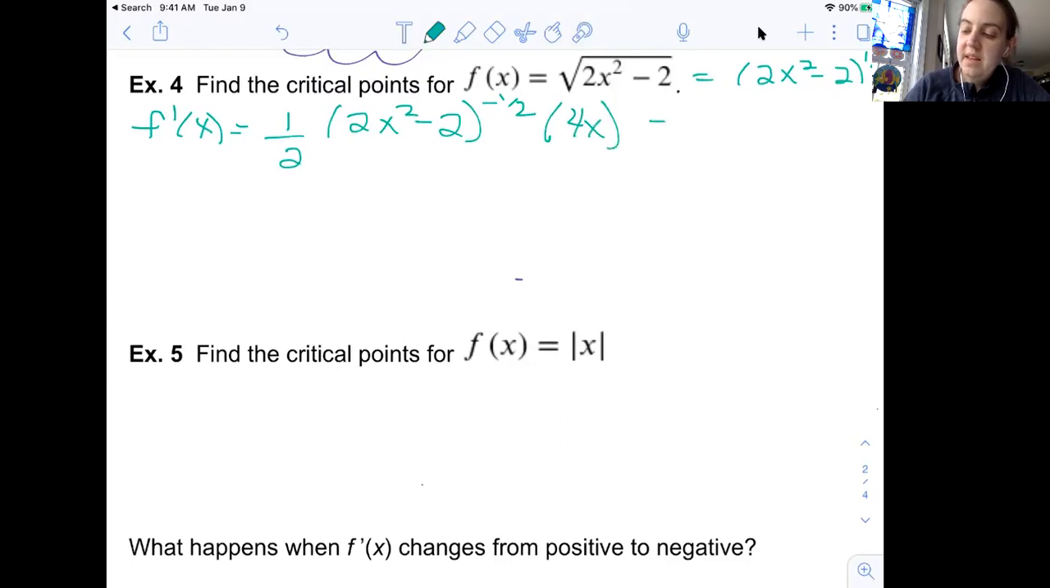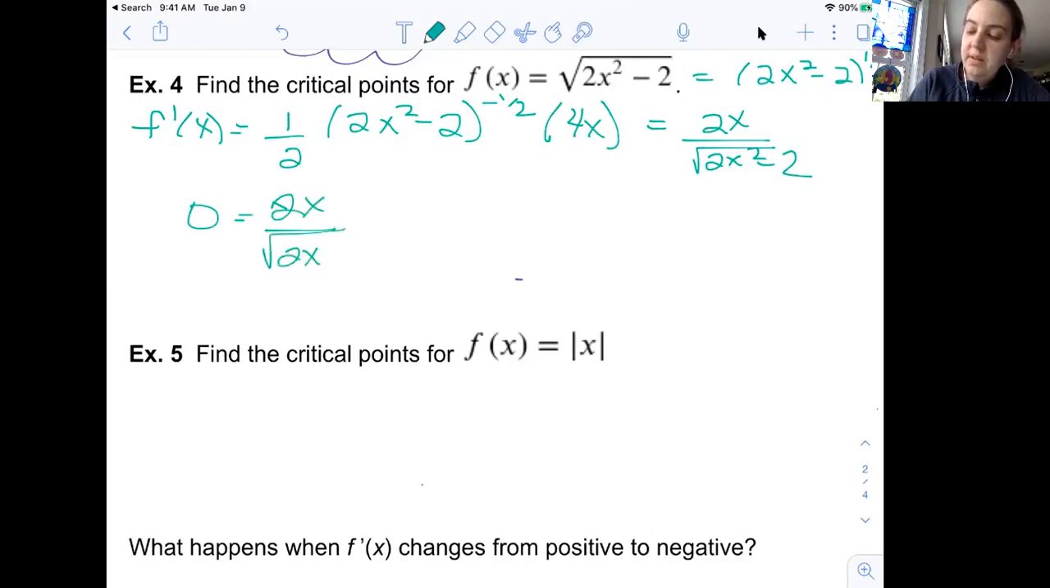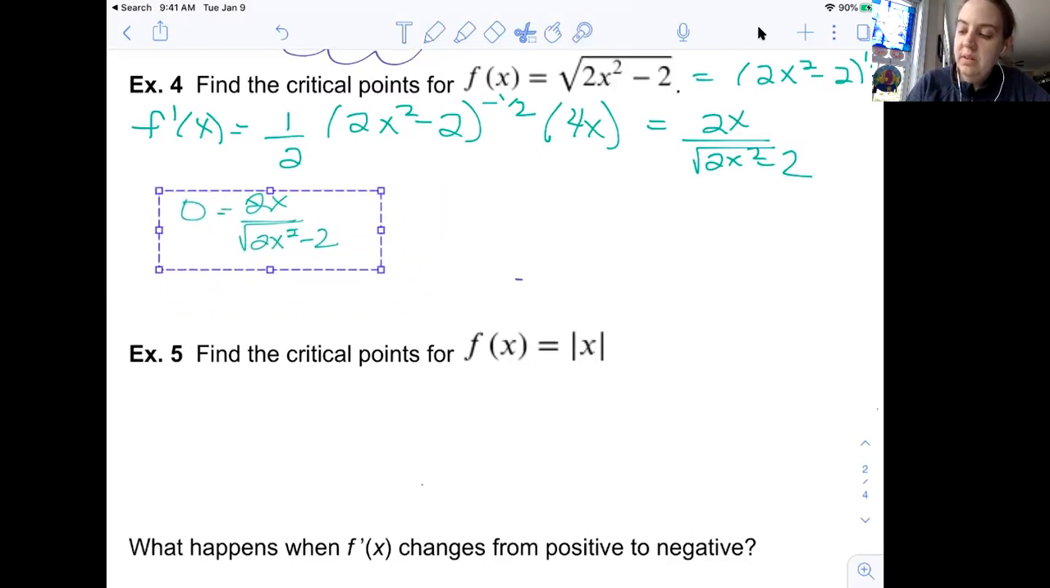If I simplify this, 4x times 1/2 is just 2x in the numerator. The rest of that slides to the bottom. 2x squared minus 2, still inside the radical. If I set this equal to 0, 0 is 2x over the square root of 2x squared minus 2. So not quite the same nice, neat algebra equation we had a second ago, but it's still very, very doable.